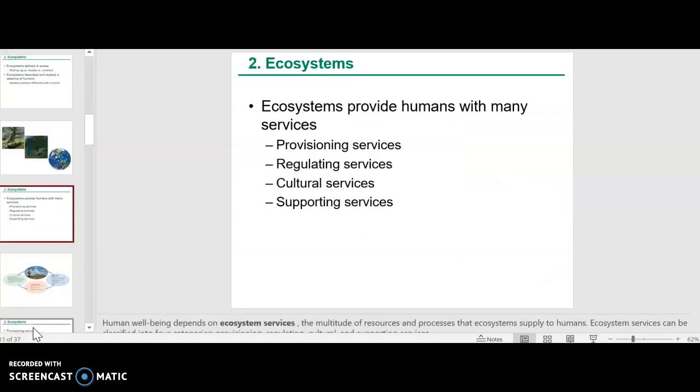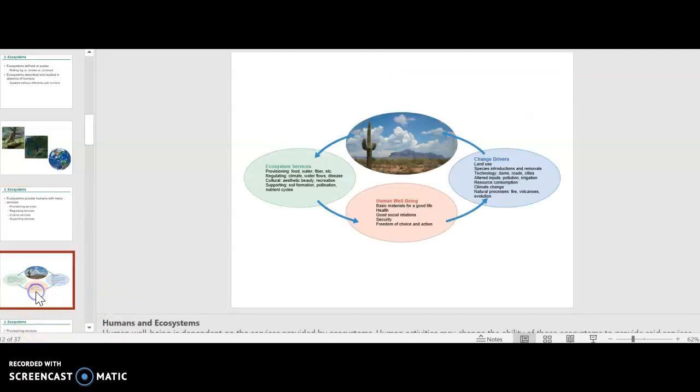And ecosystems provide humans with a lot of different services. They provide us with what we call provisioning services, regulating services, cultural services, and supporting services. They provide us with all of these different things. And so without ecosystems, we can't have these things. And I included, you saw in the modules, a link to another article based on ecosystems and what those provisioning services are, and you can take a look at those. But here's just a really good slide that talks a little bit about the ecosystem services.